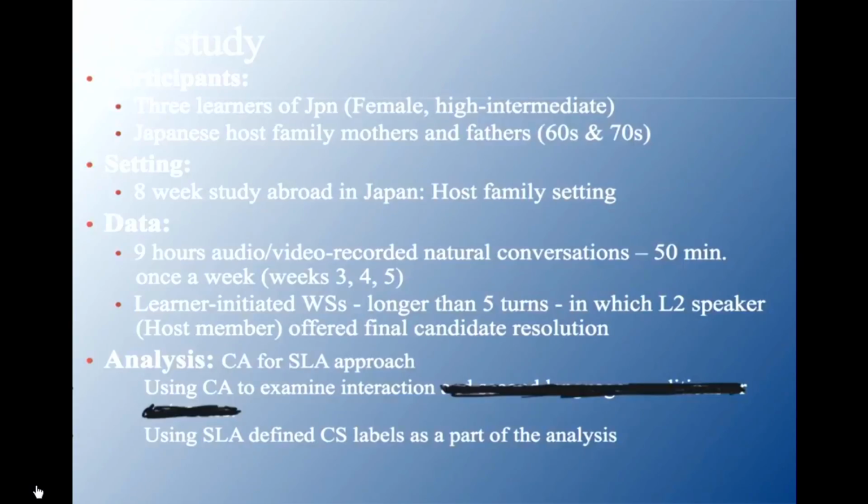In the data, I identified substantial learner-initiated word searches, and by substantial I mean longer than 5 turns. And at the end of those word searches, it was the native speaker that offered the final candidate resolution. I also used a CA for SLA approach, using conversation analysis to examine the interaction, while at the same time using communication strategy labels and definitions from SLA studies as a part of the analysis.